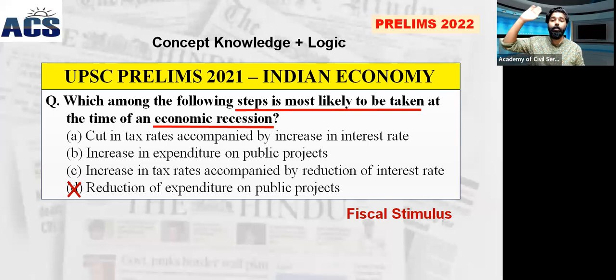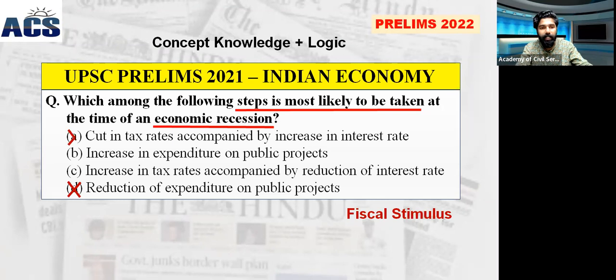Is it right? Those concepts are opposites. In the case of economic recession, you learn that increasing expenditure or spending, a fiscal stimulus, can boost the economy. Through that we can solve the economic recession. So the opposite concept, reducing expenditure, can take the economy deeper into recession. That's why option D is the direct elimination in this case.